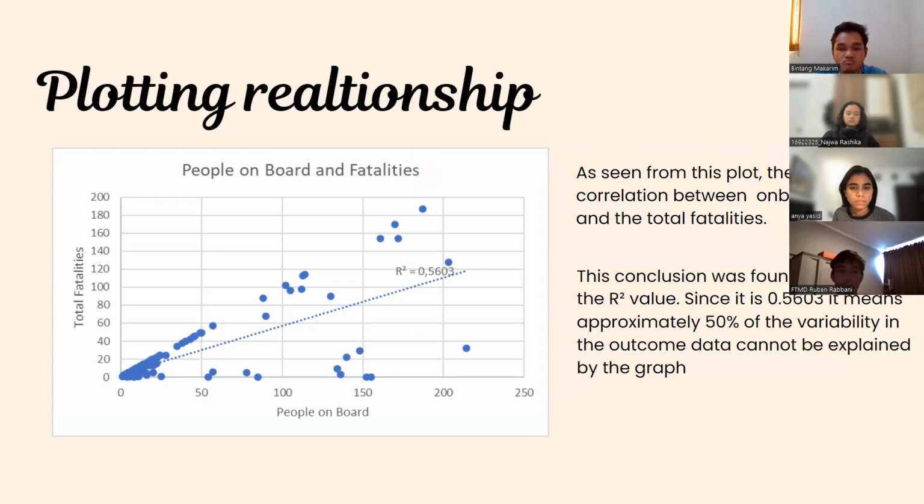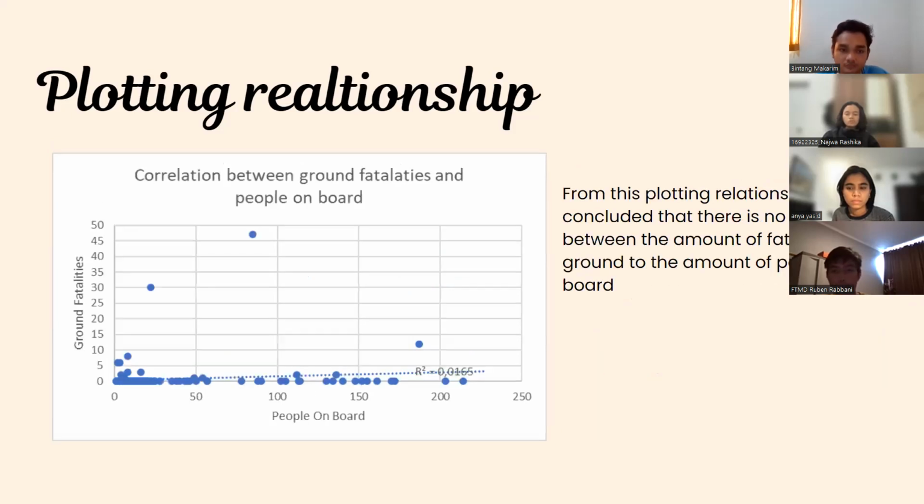And next we have a correlation graph. This is the correlation of people on board and fatalities. As we see from the chart, the R-squared value is 0.56, and that means there's only about 50% correlation between people on board and total fatalities. This is because an R-squared value of 0.5 means that approximately 50% of the variability in the outcome data cannot be explained by the graph. And we got this graph by simply highlighting the data and inserting a scatter plot.